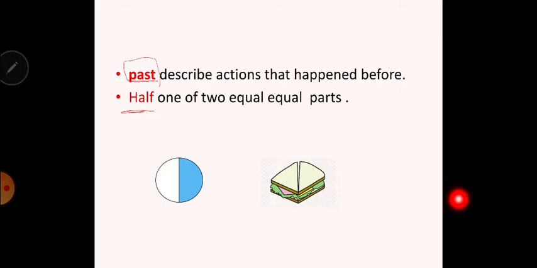Let's say you change your clothes. Before changing your clothes, you were wearing your pajamas. So what happened in the past? You wore your pajamas first, then you changed them. Okay? So it tells you an action that happened before. Now let's see the meaning of the word half.